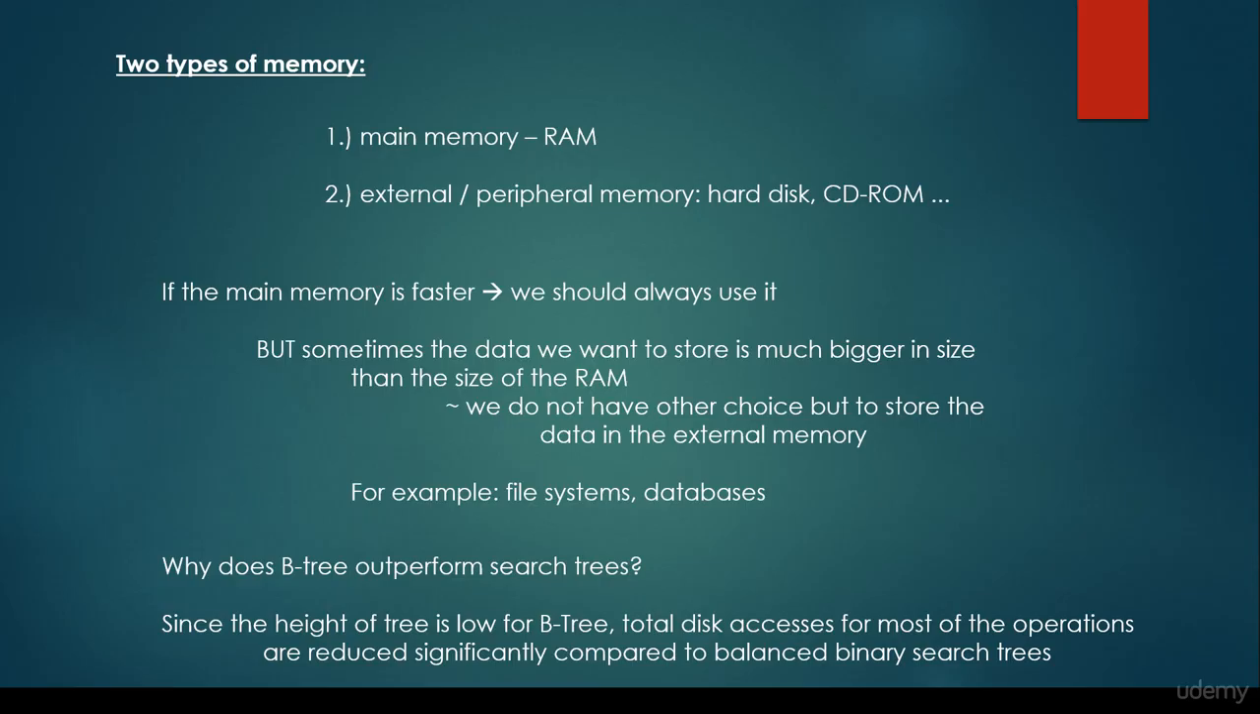Okay, so why does the B-tree outperform search trees? Since the height of the tree is low for the B-tree, the total disk accesses for most of the operations are reduced significantly compared to balanced binary search trees. So basically this is the first reason why it's very good to use B-trees for external memory.